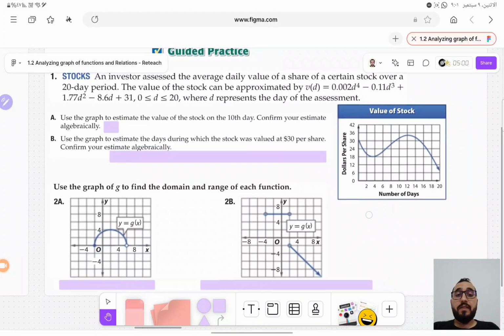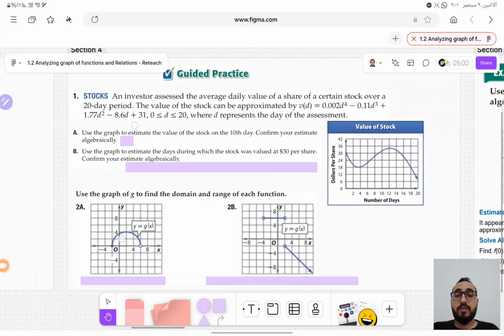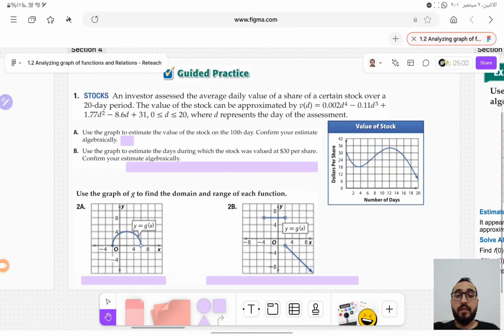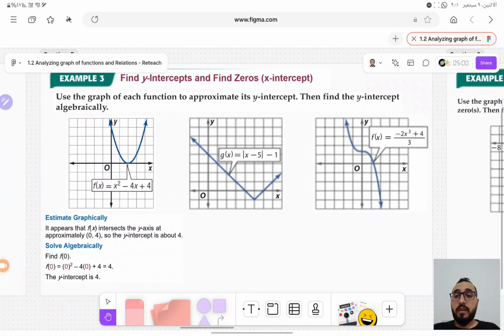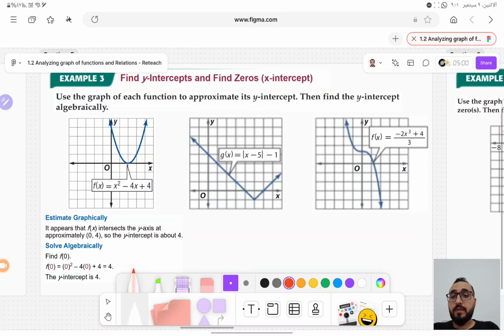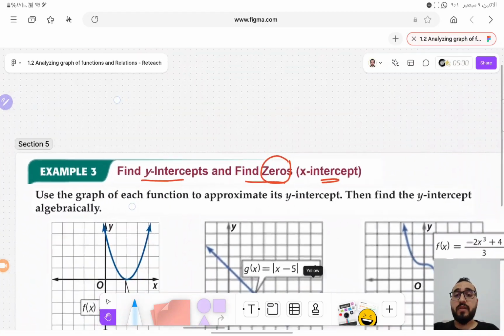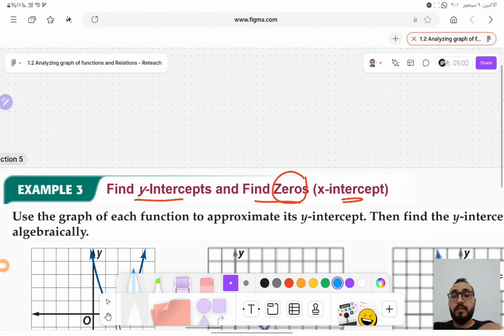Okay, now we have some exercises, guided practice questions. Try to solve these, and if you have anything, please let me know. Now, example number 3. Find the y-intercept and find the zeros. Zeros mean find the x-intercept. And keep this rule in your mind, because some students forget it if they don't know how.